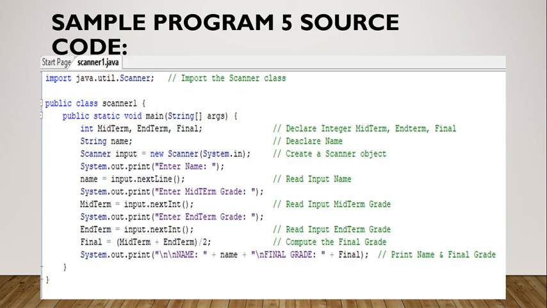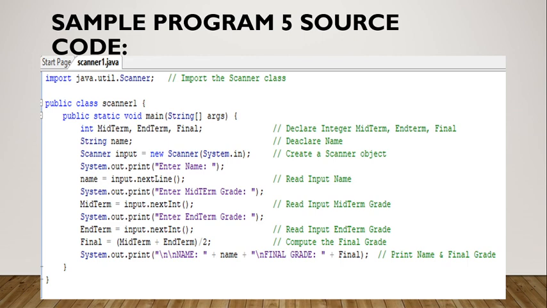Sample program 5 source code. Import java.util.Scanner, this will import the scanner class. Public class Scanner1. Public static void main, String args. Int midterm, end term, final, this will declare integers midterm, end term, final. String name, this will declare name. Scanner input equals new Scanner, System.in, this will create a scanner object.